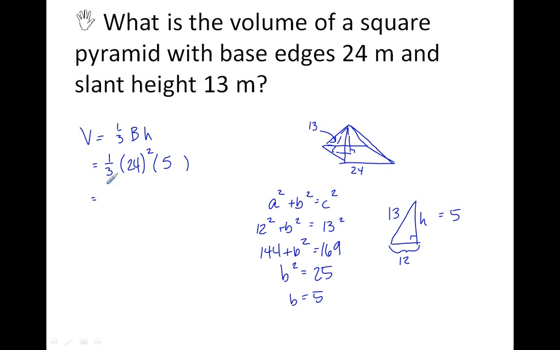So now in our calculator, we do 24 times 24 times 5. Divide that whole number by 3. We get 960. Our unit was meters, so our answer is in cubic meters. Okay.